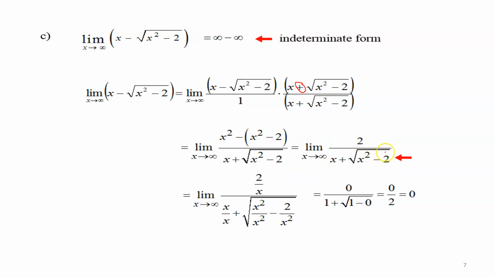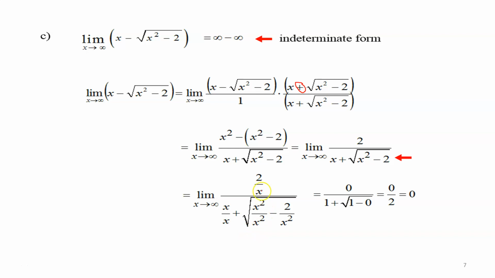Okay, up until this part again, you see you have the highest power is x to the power of 1, or x, only x. So why not you just divide the whole thing with x: 2 over x, x over x, and this whole thing inside the square root, divide by x. Except for this one, because you have x squared, so you're going to divide it with x squared.